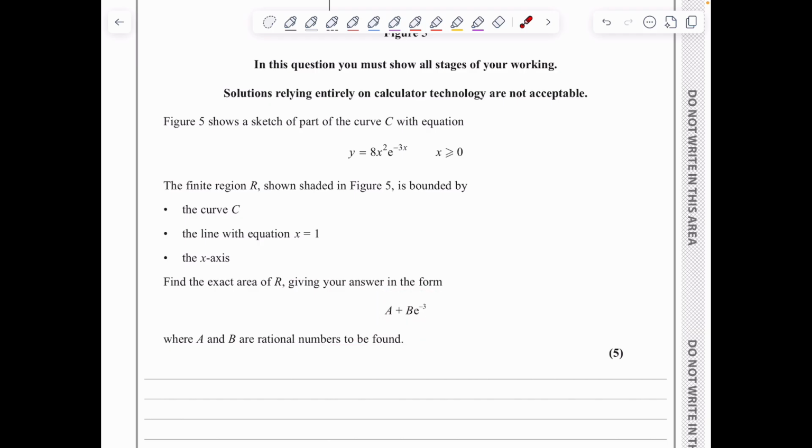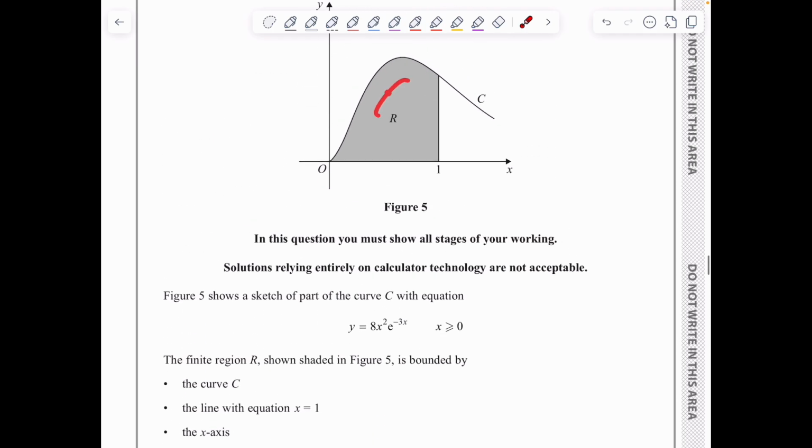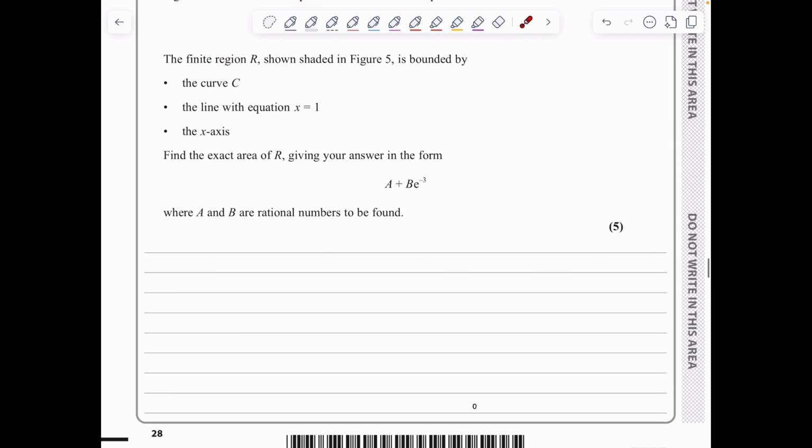So I'll be using integration to find the area R. I'll be integrating y with respect to x, and to do that I will be using integration by parts. So let's recall that in integration by parts, the integral of uv dash is uv minus the integral of u dash v. So first of all, let's write down that the region R is given by the integral from 0 up to 1 of 8x squared e to the -3x dx.